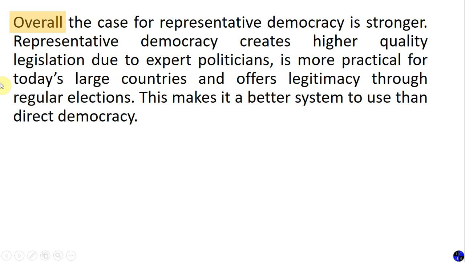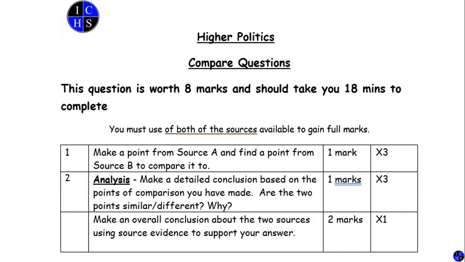I also say that just at the end, to sum it up, that this makes a better system to use than direct democracy. So sort of sandwiching my conclusion, telling them the answer, the case where representative democracy is stronger, and then my reason why, and then an overall statement at the end. And that's it. That would be 8 marks on the compare question. And you would do that by doing these 3 paragraphs and then the overall conclusion at the end.